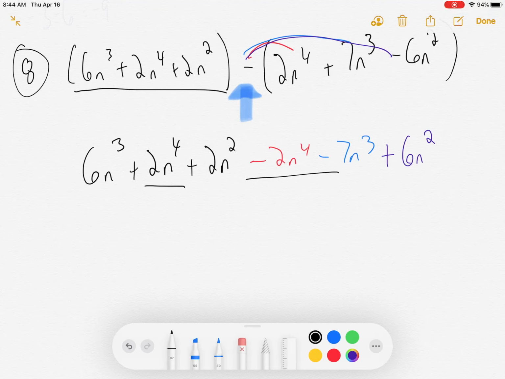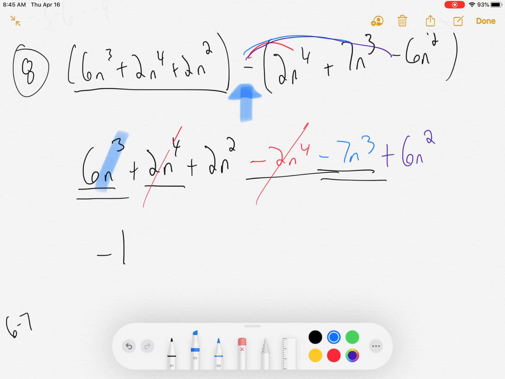Well, think about it like this. If you have 2 of something, and you take away those 2 of something, how many are left? Nothing. They cancel each other out. So these are gone. Okay, now let's go to n to the third. I have 6n to the third, and I take away 7n to the third. So just in your calculator, what's 6 minus 7, or in your head, whichever one you want to do. 6 minus 7 should give you negative 1, and then we just tack on my n to the third. So it's negative 1 n to the third.